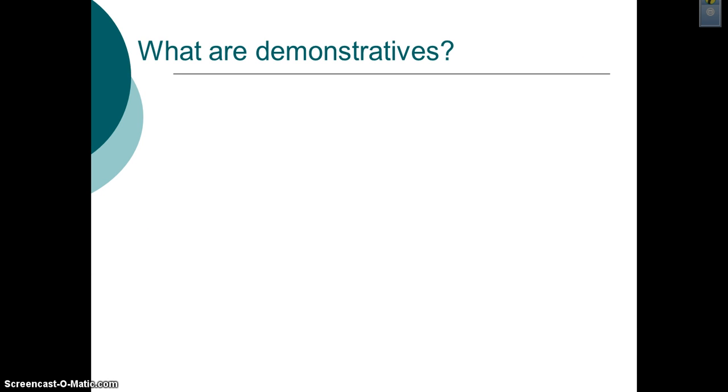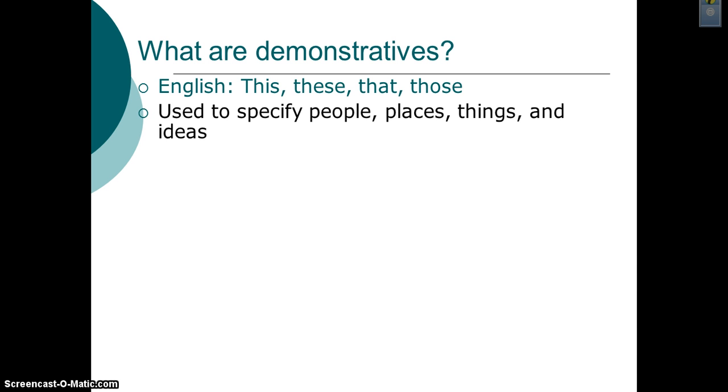So what are demonstratives? Think about this in English. Can you identify demonstratives? In English, they would be equivalent to this, these, that, or those. And their purpose is to specify people, places, things, and ideas. So we use them to demonstrate differences, and in Spanish it's a similar concept.